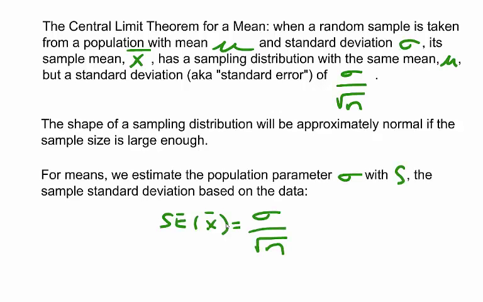The shape of a sampling distribution will be approximately normal if our sample size is large enough. For means, we estimate the population parameter sigma with s, our sample standard deviation based on the data. Standard error of x bar equals sigma divided by the square root of our sample size, n. The sample standard deviation is the same thing that we referred to in the first paragraph, our standard error, again given by the formula sigma divided by square root of sample size, n. This is a very important formula.